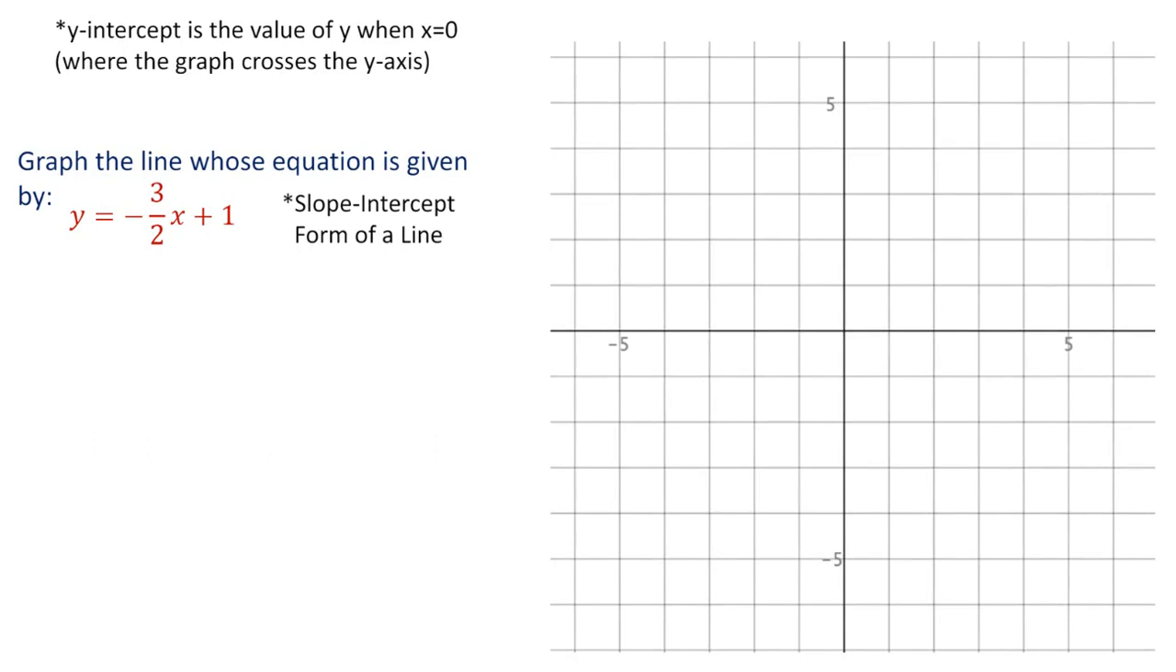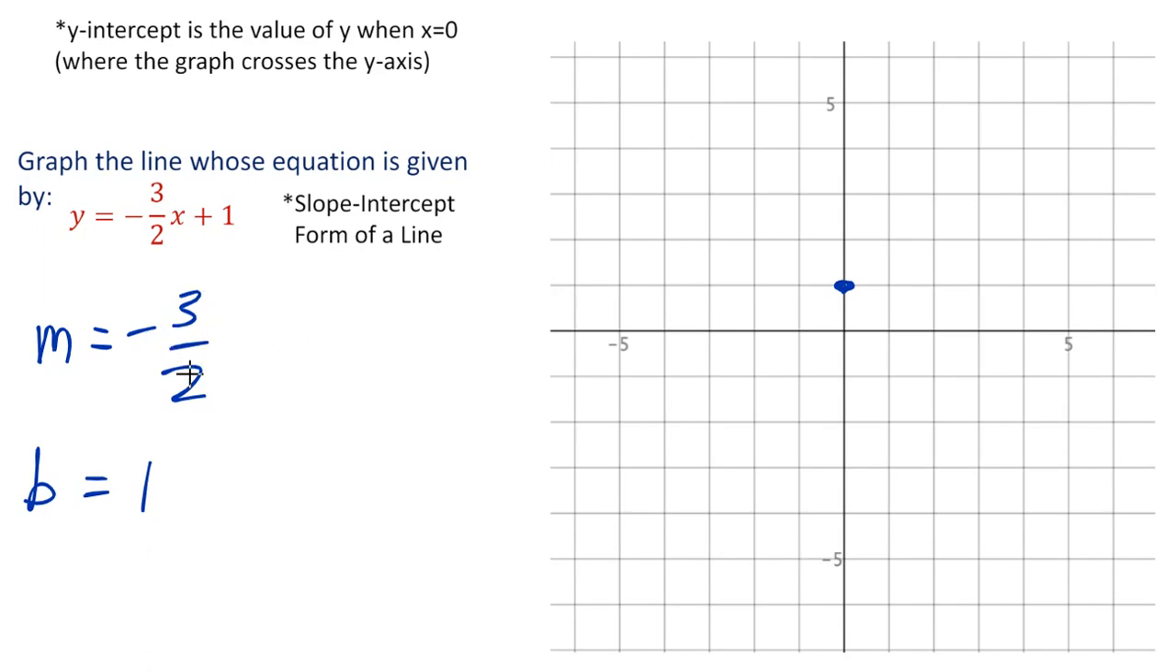Okay, so let's try another example. Work through this one and then we'll work on it together. Okay, so looking at this, it looks like our slope is -3 over 2. And our y-intercept, b, is +1. So what I'm going to do is graph 1. That's where our line crosses the y-axis. And our slope is -3 over 2.